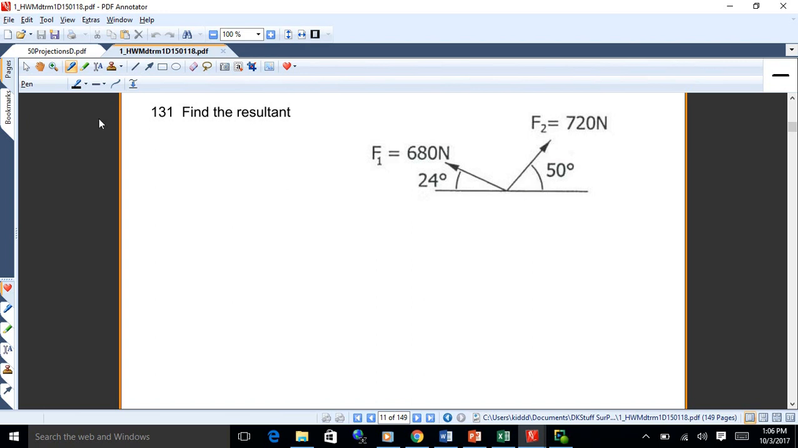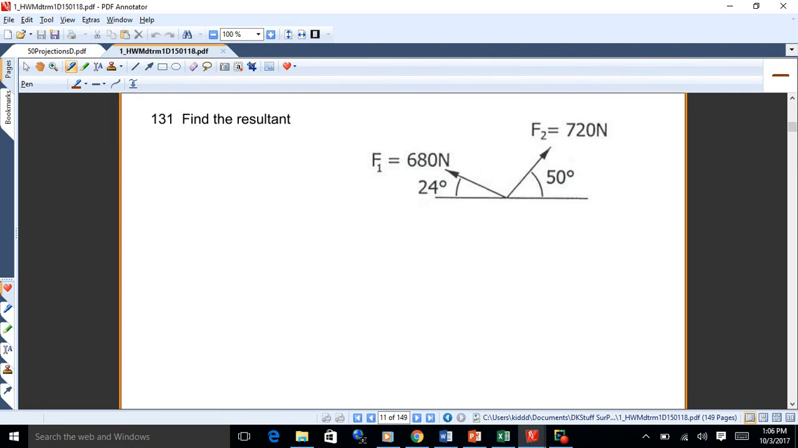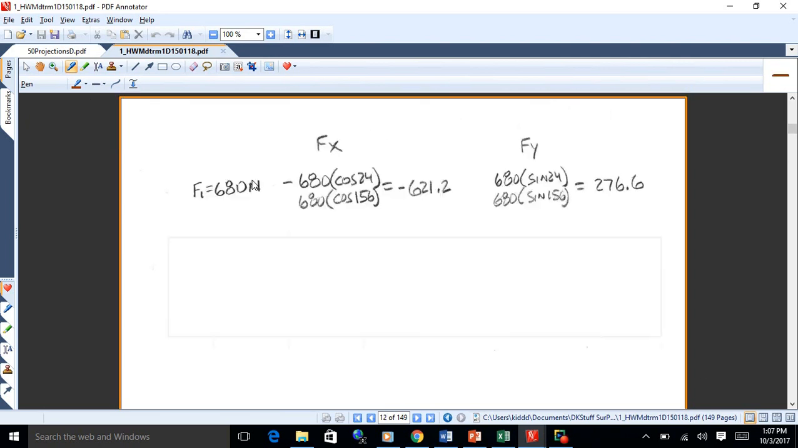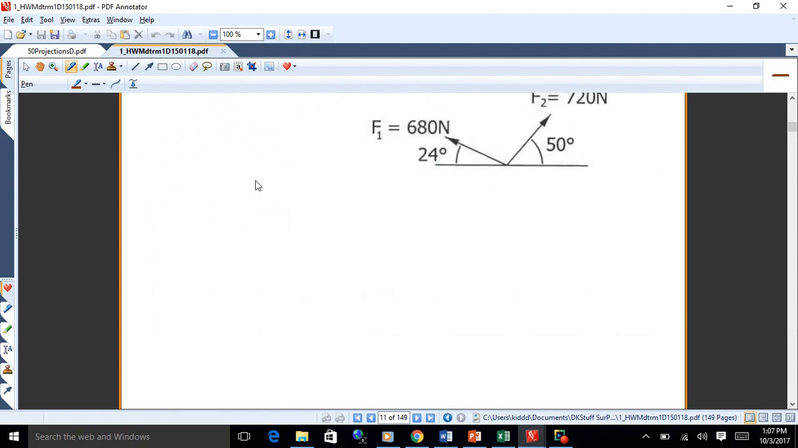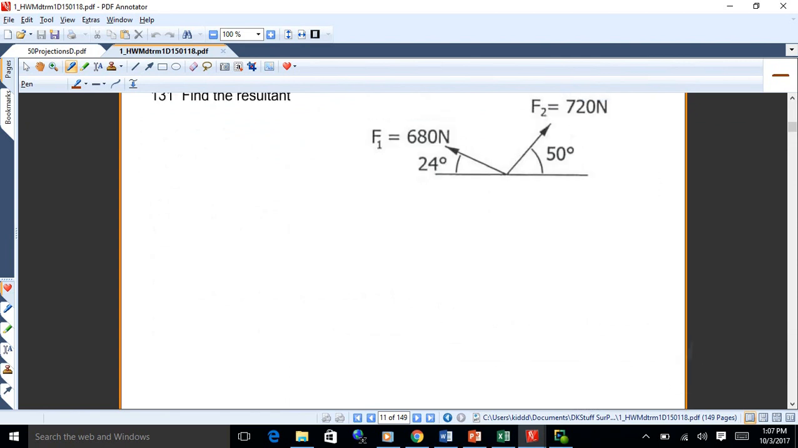Okay, so what you're going to want to do on this one is take these vectors and break them into x and y components. That's basically the approach on this. So I think I did F1 here for you. Okay, so I'm going to break each one of these vectors into x and y components. Now, you could do this in different ways.